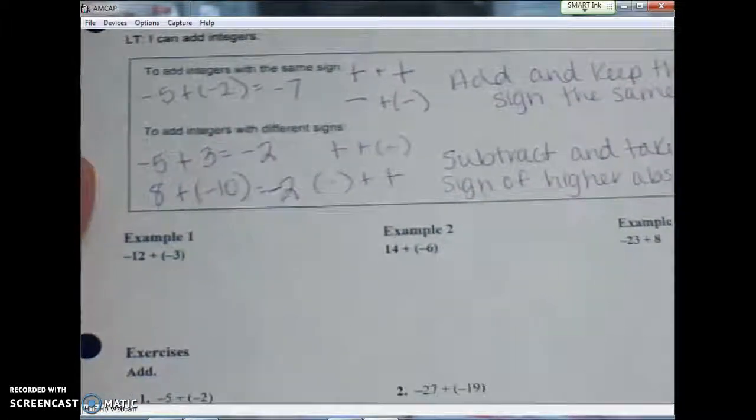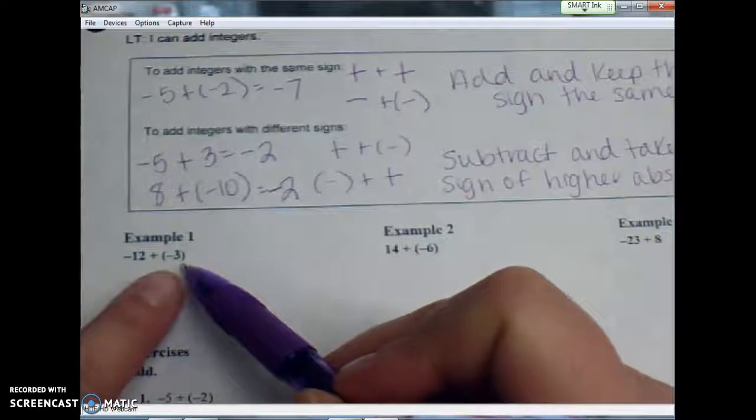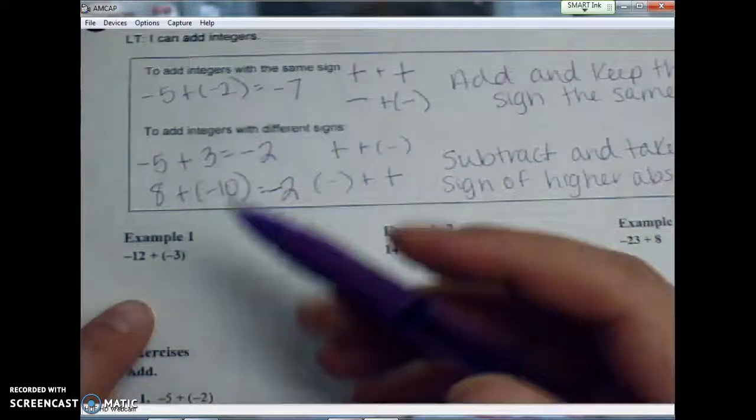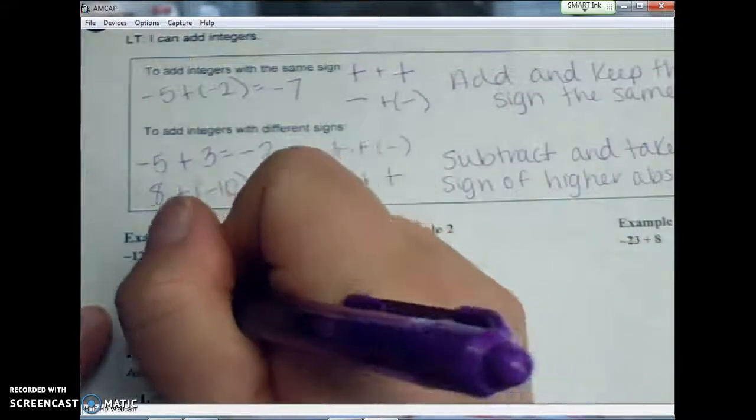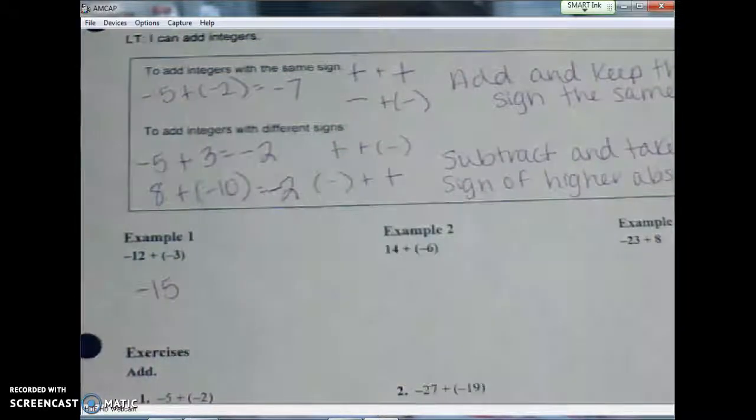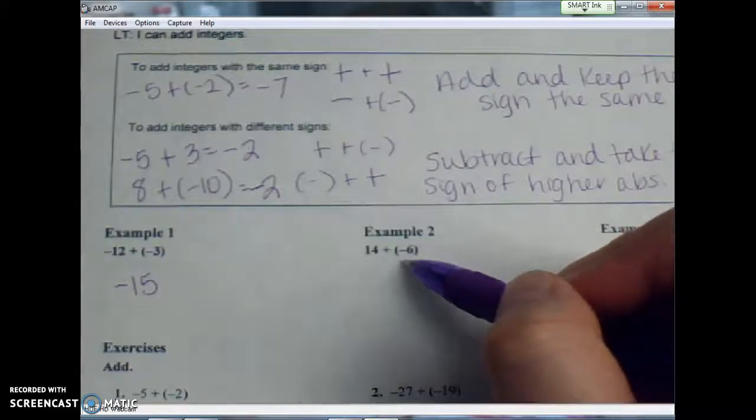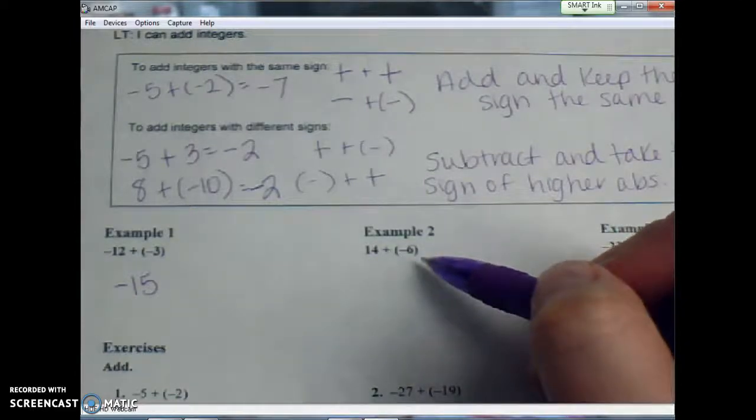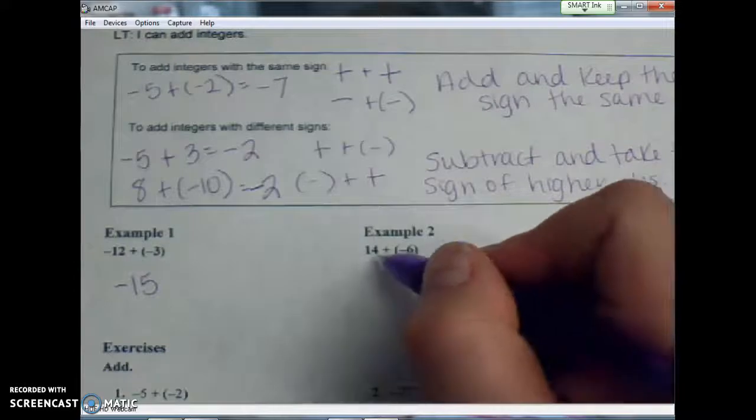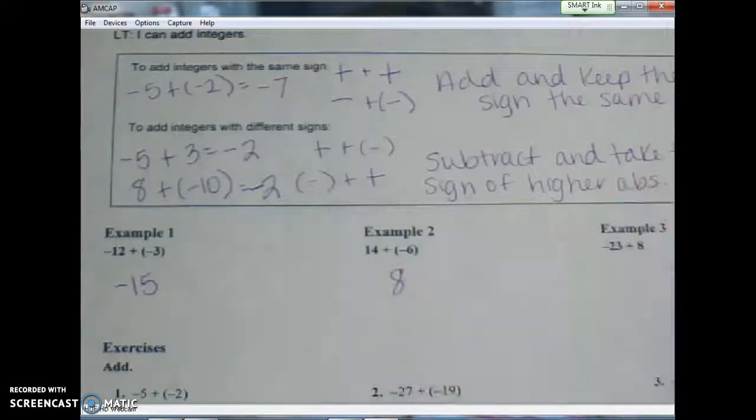As I move down to example 1, -12 plus -3. This is an example of the same sign. So -12 plus -3 would be a -15. 14 plus -6 will be different signs. So I'm going to subtract 14 minus 6, which is 8, and I have more positives, so it's a +8.